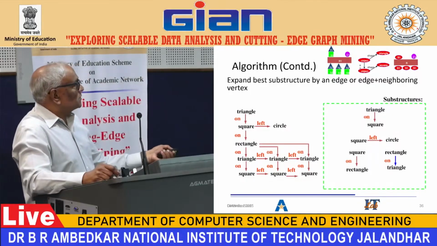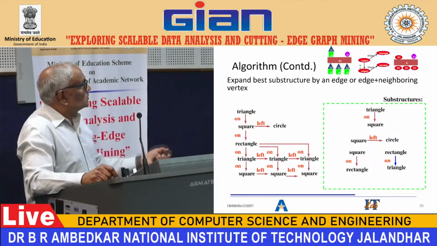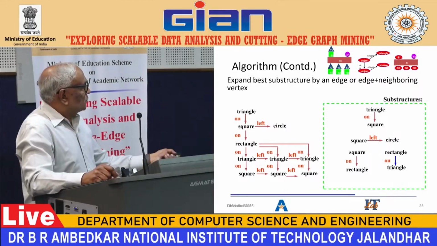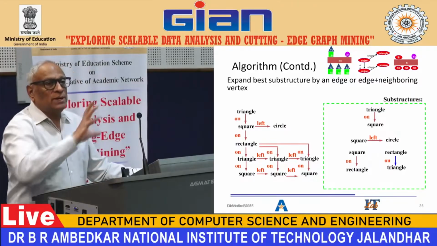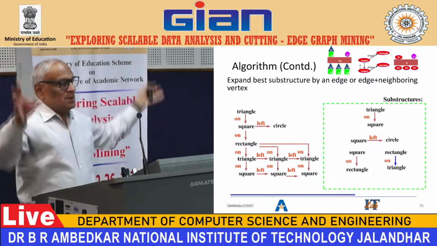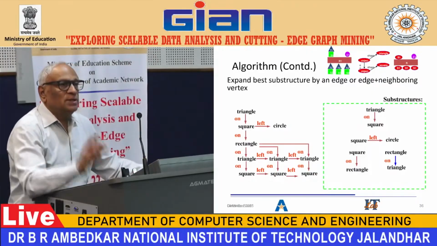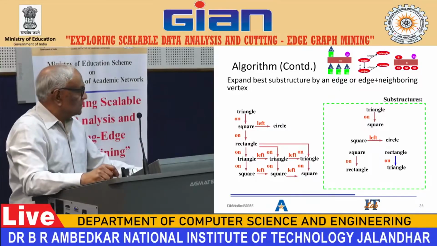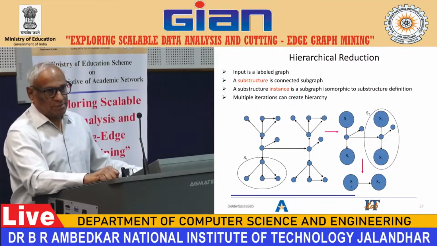And these are the substructures. So triangle on a square is a substructure. Square to the left of the circle is a substructure. Square on a rectangle is a substructure. Rectangle on a triangle is a substructure. So you can see different substructures within this graph. If you think of a graph that has hundreds of thousands of edges and nodes, you will be able to see a lot of these substructures. So the question is, how do you identify these substructures?